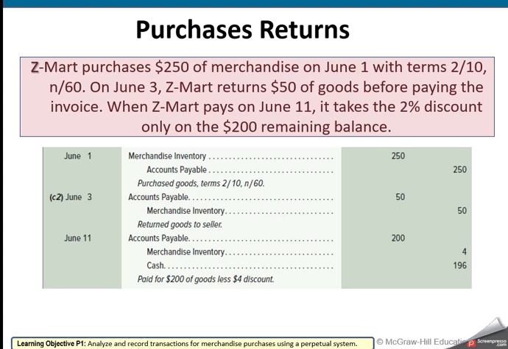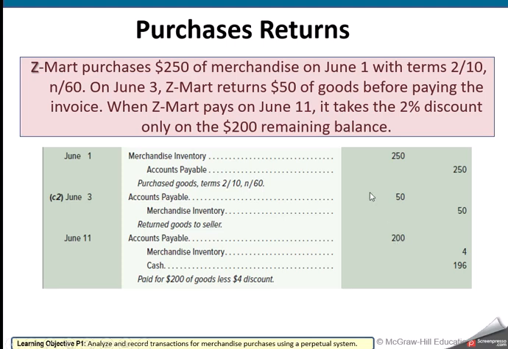So then when we have the full thing, like here's if we purchase the $250, put it into accounts payable, we return $50 of it. So take it out of our inventory, take it out of our accounts payable. So again, if we credit inventory, we're reducing inventory. If we debit accounts payable, we're reducing our liabilities. Then we then take the discount on what's remaining.